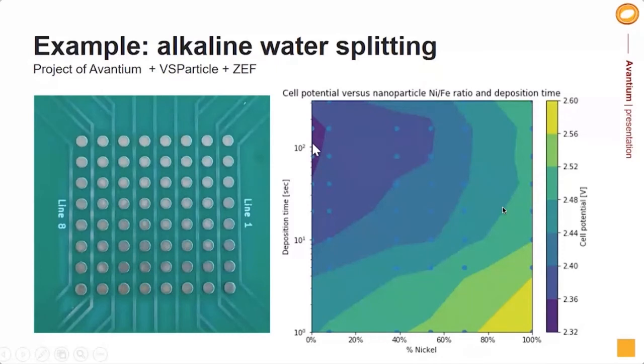So this was really a test to see if this high throughput approach could work to find, or at least to discriminate materials. And as you see, we can. So this is a very promising result to further optimize such a system.